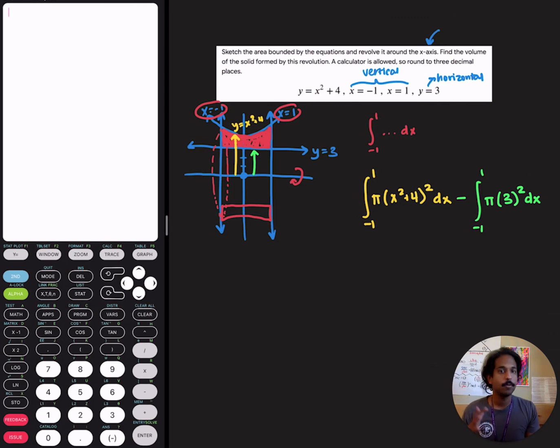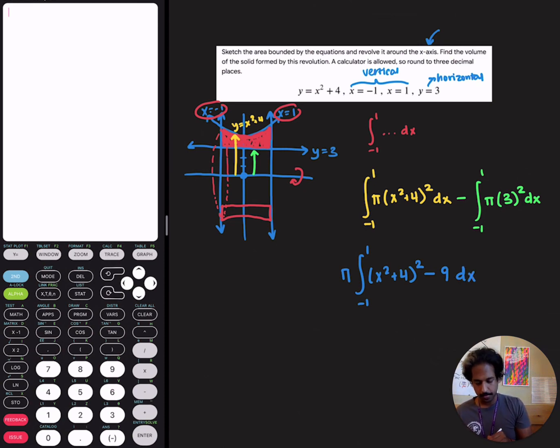Now we can simplify this a little bit because I can see they both have these pi's and the same integral. So I'm going to rewrite it in blue now. Pi times the integral from negative 1 to 1 of x squared plus 4 squared minus 3 squared, which is 9, dx. And now I can use my calculator to calculate this.